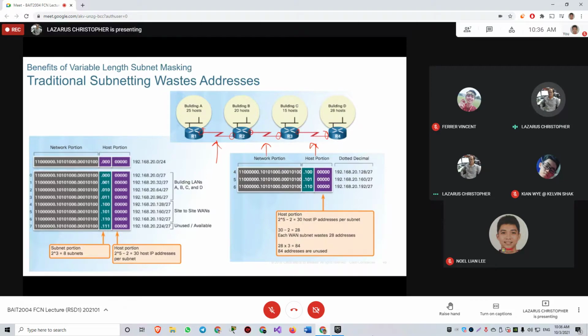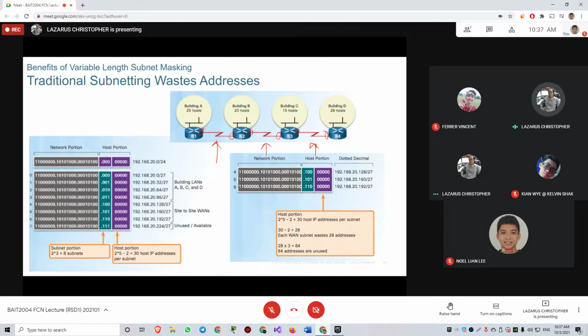So in between buildings, in the real world, you don't go and plug in any host in the wiring between buildings. But you know, a router interface must have an address. So each of these subnets only requires basically 2 host addresses. Of course, in addition to the network and broadcast, you only need 2 usable host addresses for each interface.